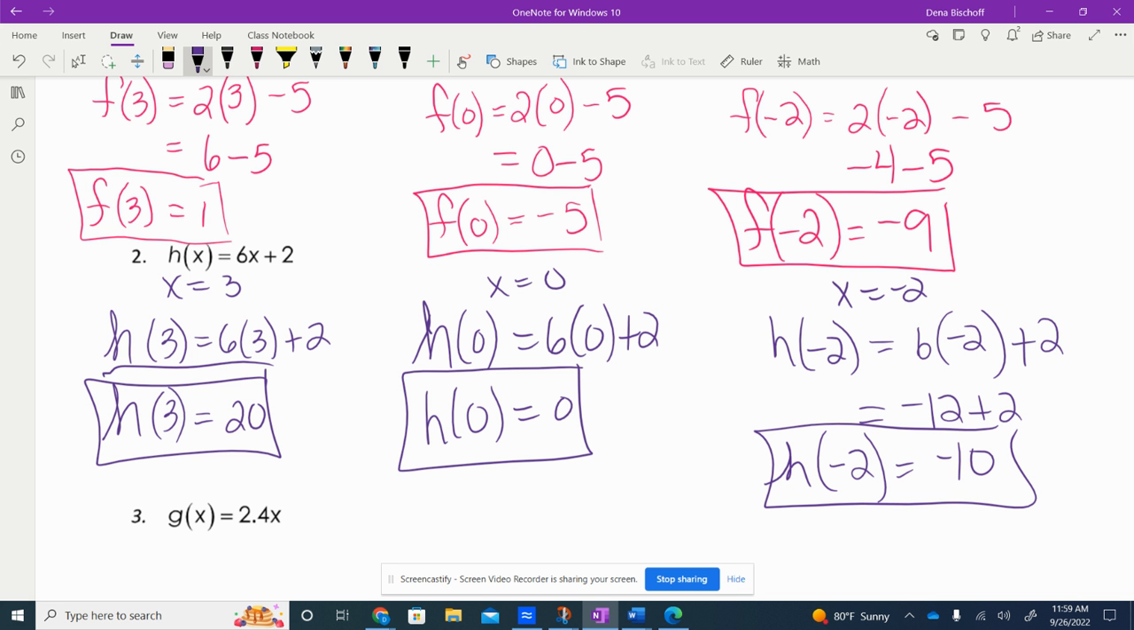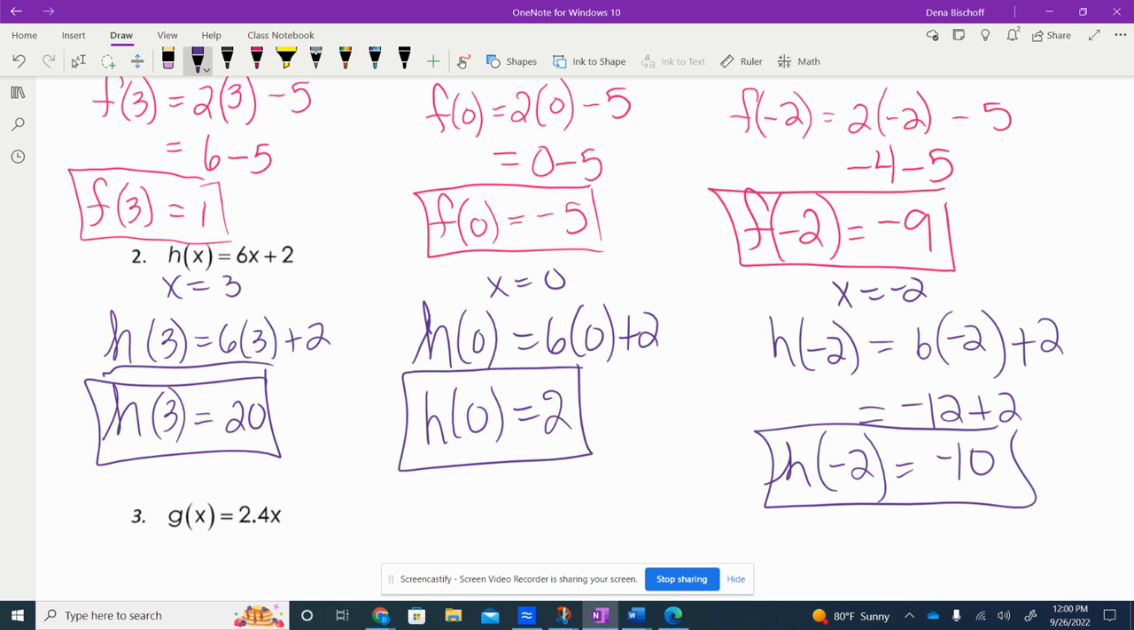You got 0, once you add the 0, that would be 2. Yeah, it should be 2. Sorry. Thank you. So is that what you got? H of 3 is 20, H of 0 is 2, and H of -2 is -10.